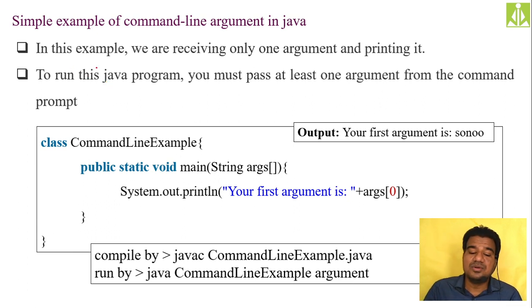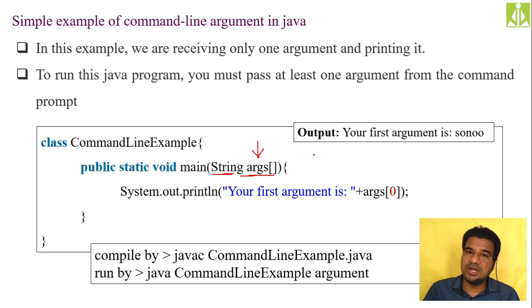Now why are we writing this String args after the main? See, when we are writing String args, this args is an array, an array with no size. So whatever command line arguments you are going to pass when you execute the Java program, all those arguments will be read inside this args array.